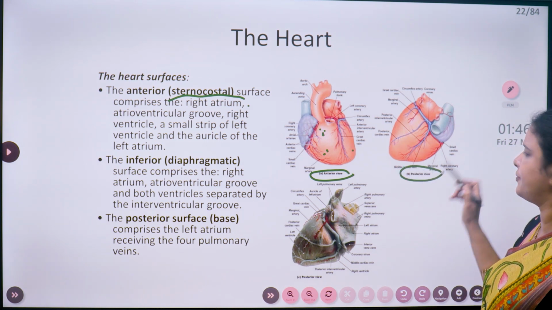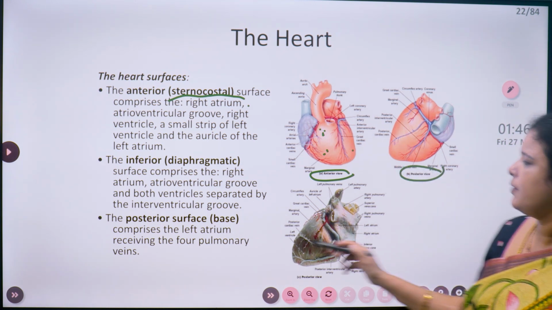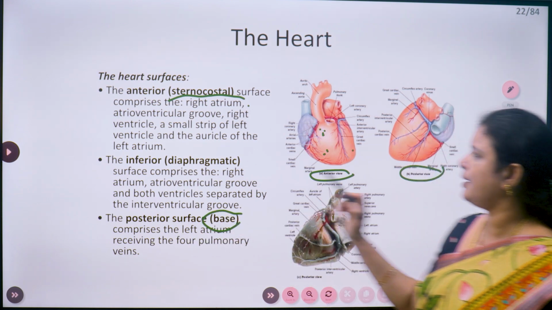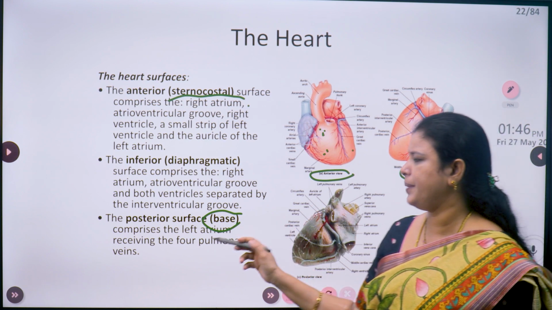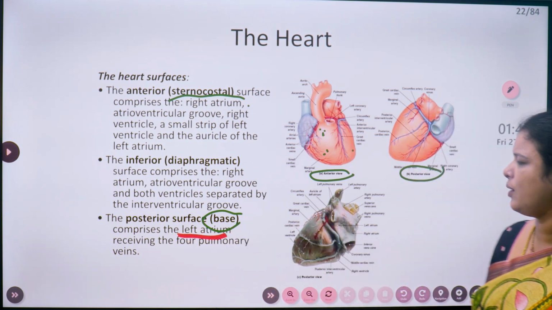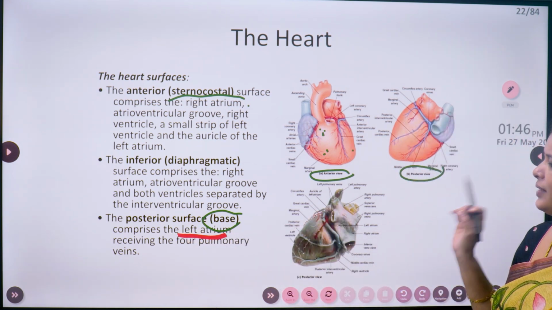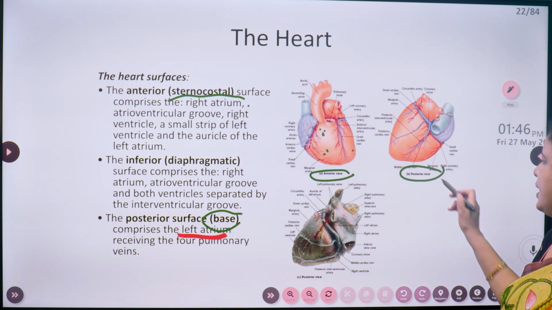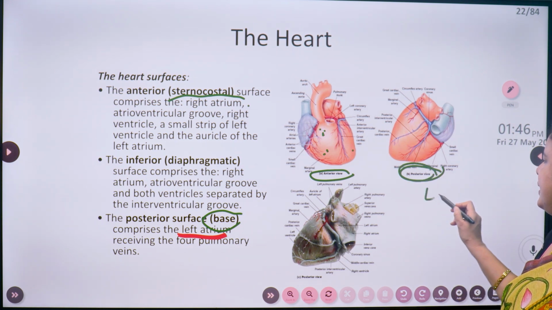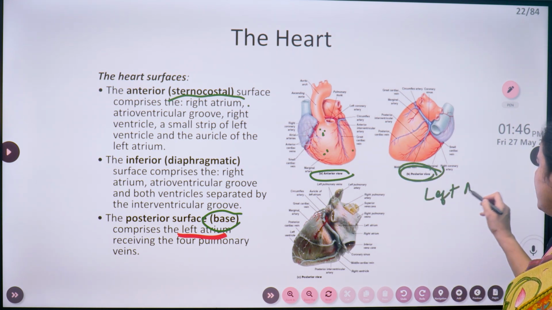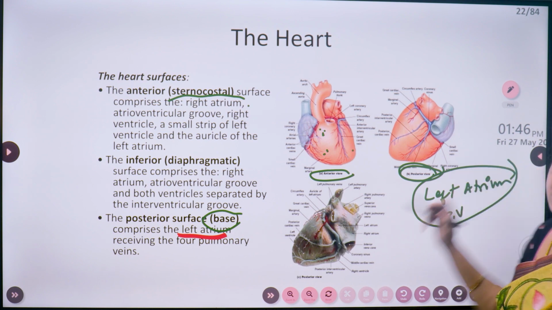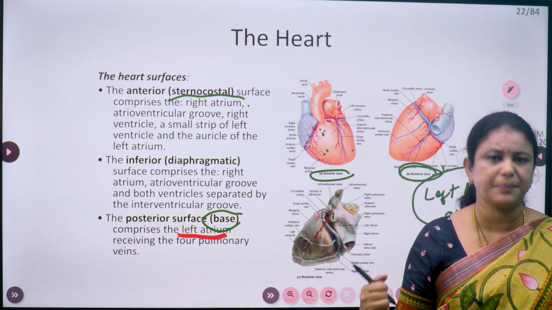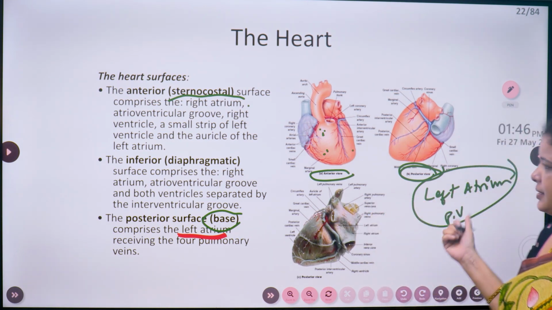Next, posterior view. The posterior view is comprised by the base. Mainly it has the left atrium, receiving the four pulmonary veins. In the posterior view of the heart, we can find the left atrium and pulmonary veins.